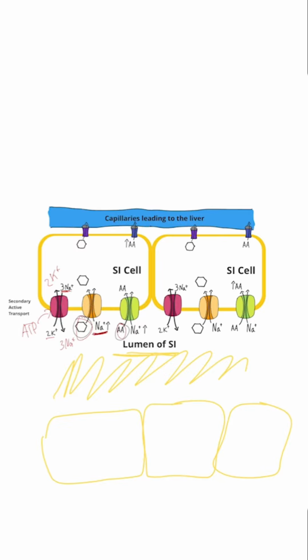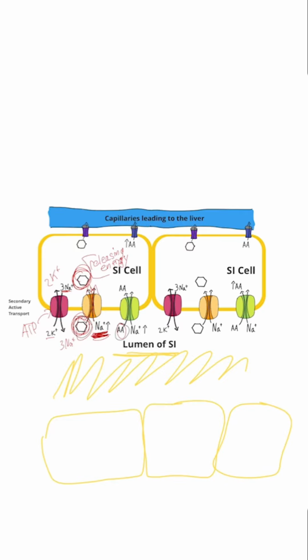Then that sodium that's pumped out is going to move back into the cell through a different channel. As it moves through that channel, it's going to be moving with its concentration gradient because there's more sodium in the lumen of the small intestine. Since it's moving down its concentration gradient, that is going to be releasing energy. That release of energy is going to be used to take this glucose and move it across the membrane of that small intestine cell. There is a higher concentration of glucose inside of the cell than outside of the cell.